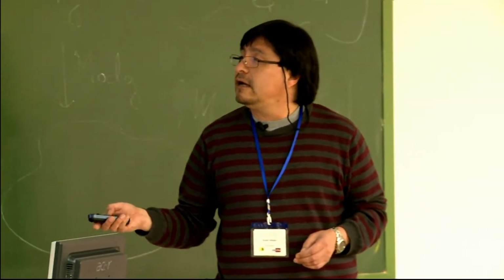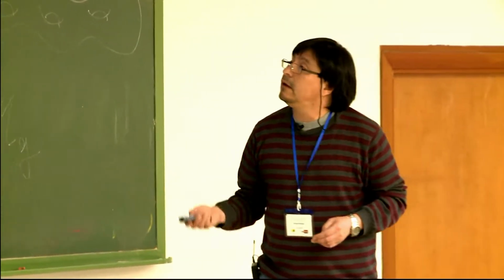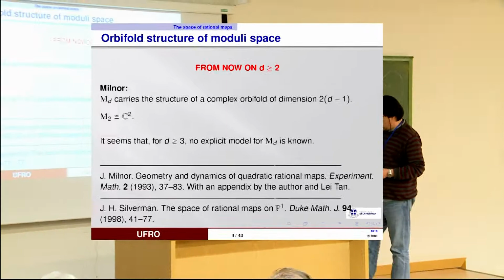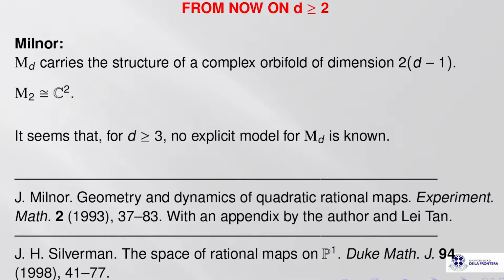And of course, degree 0 and degree 1, we know them. So we are going to stay from now on with degree at least 2. Milnor already observed in his 1993 paper that the moduli space of rational maps carries the structure of a complex orbifold, so it has singularities, and the dimension is 2 times d minus 1. And moreover, for degree 2, there is an explicit model, which is the complex plane C2.